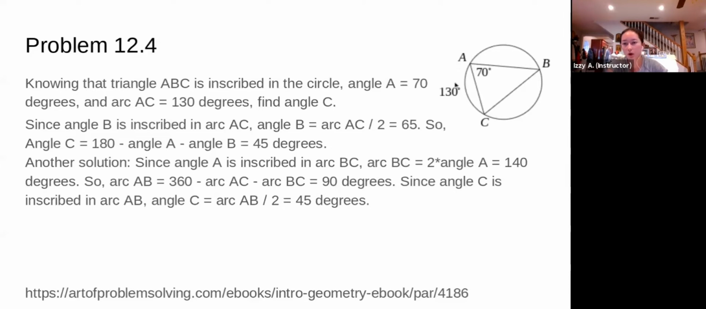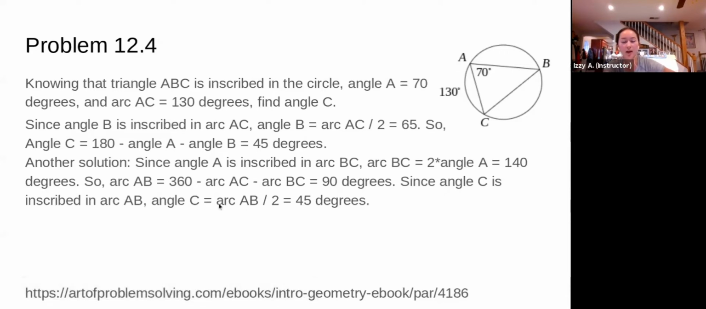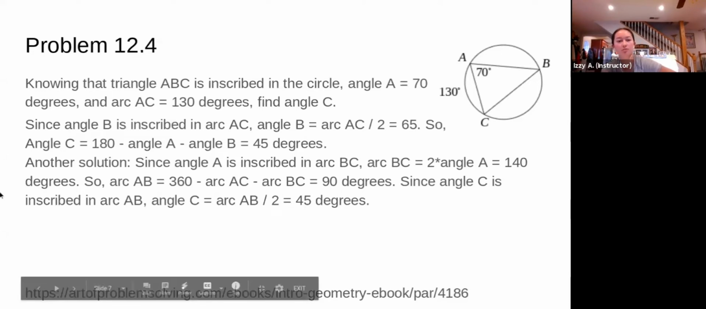Remember, when we're dealing with arcs, we're dealing with 360, the complete circle measurement. That's why we would use 360, not 180. Since angle C is inscribed in arc AB, angle C would equal arc AB divided by 2, which is equal to 45 degrees. So those were 2 different methods that you could have used to solve the problem.